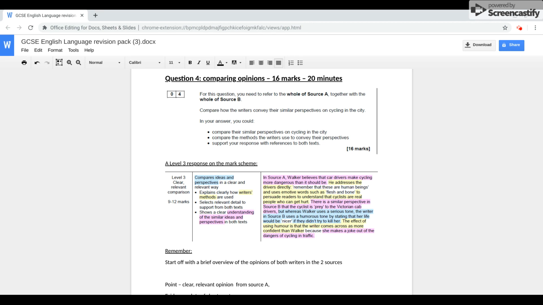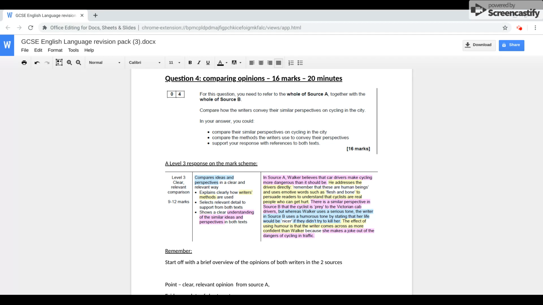There's our method, our direct address. And then our quote, "remember that these are human beings." And uses emotive words, so again our technique, a writer's method, such as, quote, "flesh and bone," to persuade readers to understand that cyclists are real people who can get hurt, which again is our explanation in our own words.